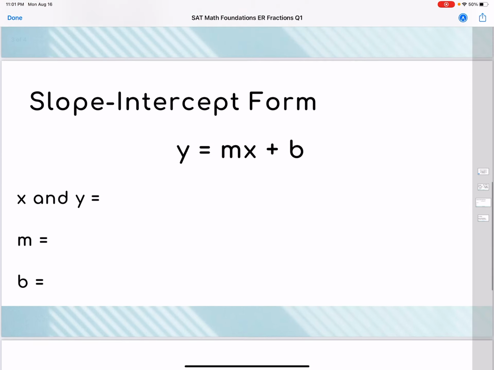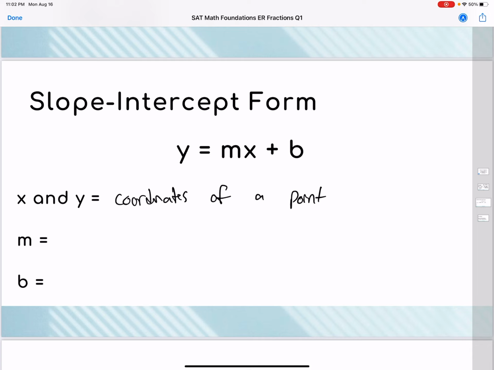Now we'll view slope-intercept form, which is the most common form of linear equations that you'll see on the SAT. You may have seen this before, this famous y equals mx plus b equation, but now I'm going to tell you what each component of this famous equation actually means. X and y are coordinates of a point.